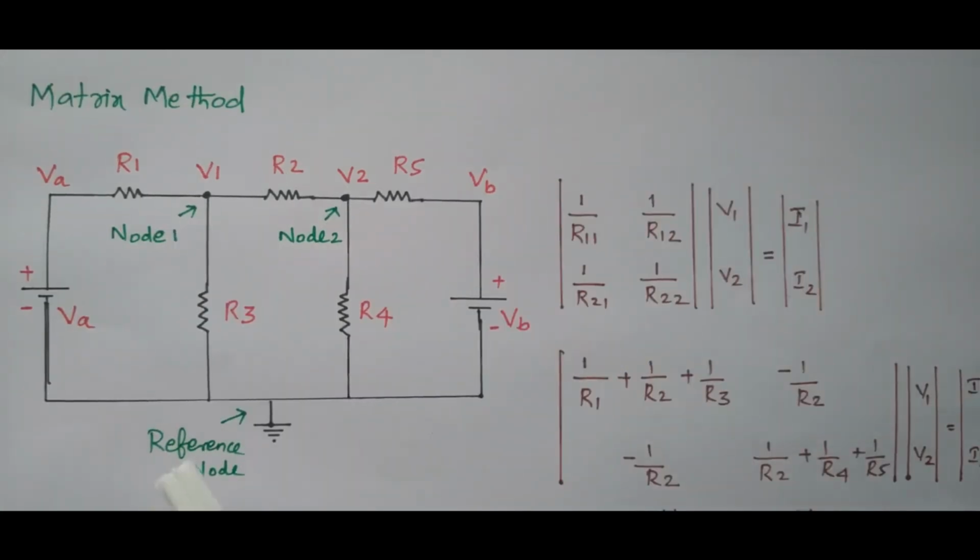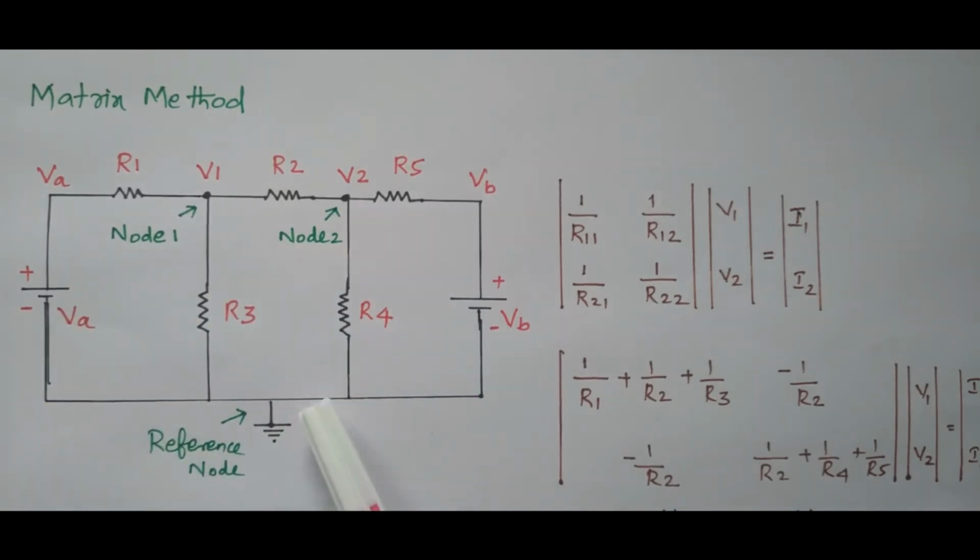Now we'll apply the same network for the matrix method. The same network is available here: VA, VB and the resistors. Node 1, node 2, and this is the reference node. Node 1 voltage is V1, node 2 voltage is V2. Same circuit, but here we are going to apply the matrix method.